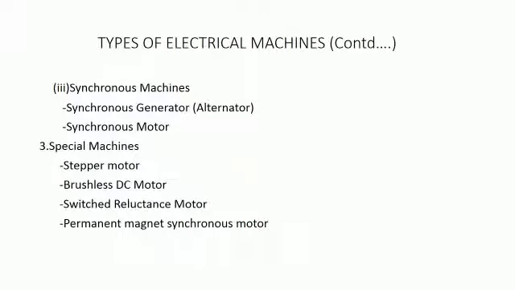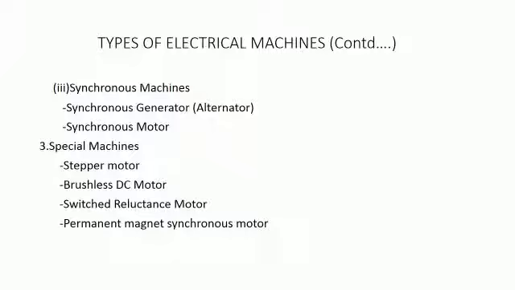Synchronous machines. These are the doubly excited machines. They are classified into two types, synchronous generator and synchronous motor. Synchronous generator is otherwise called an alternator. AC generators are called alternators. Next, synchronous motor.